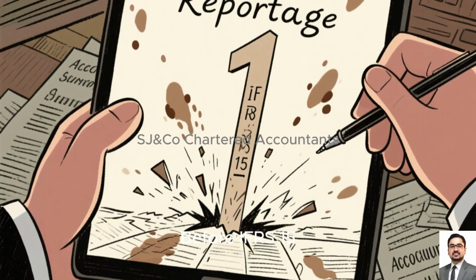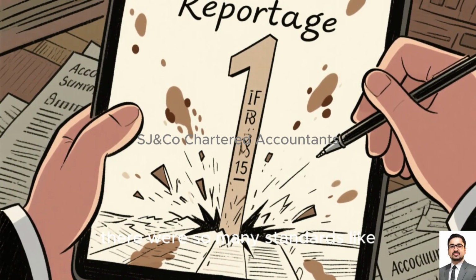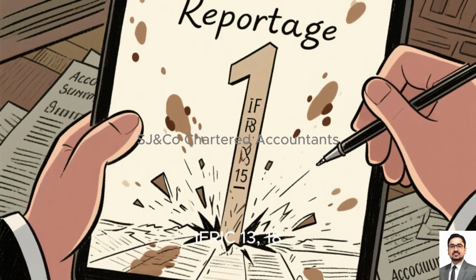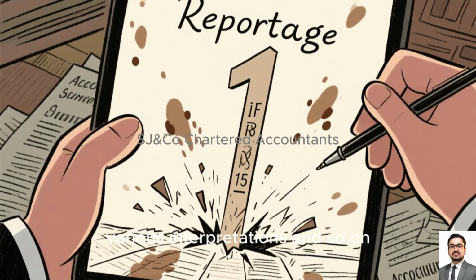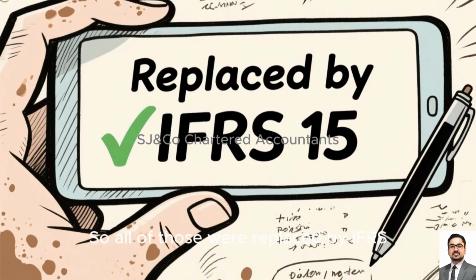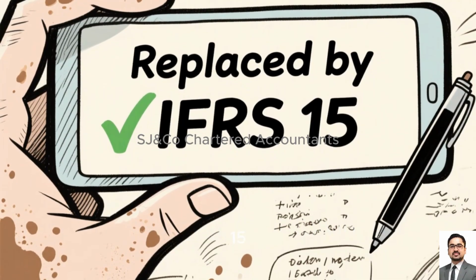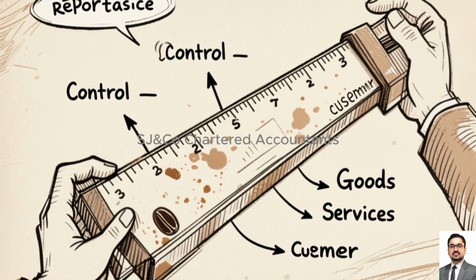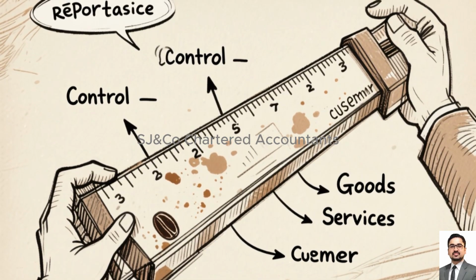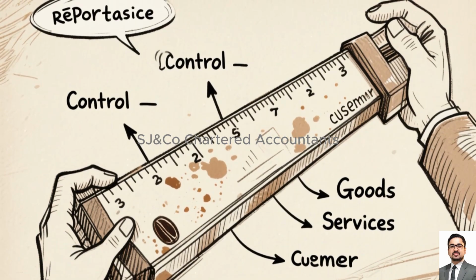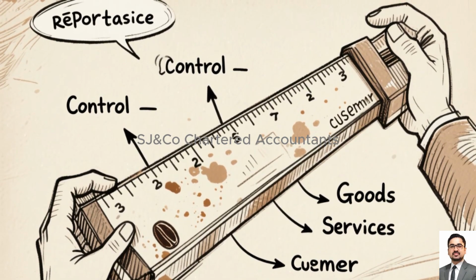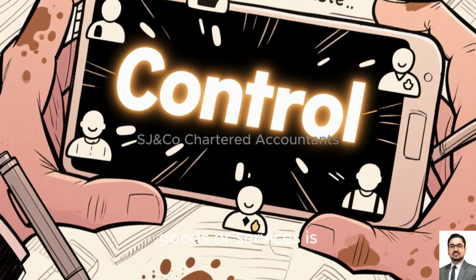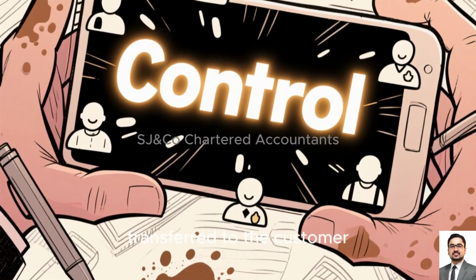Before IFRS 15, there were so many standards like IAS 18, IFRIC 13, 18, various interpretations, and so on. All of those were replaced by IFRS 15. So what does IFRS 15 say? It says that an entity shall recognize revenue when control of the goods or services is transferred to the customer. So the main thing is control of the goods or services is transferred to the customer.